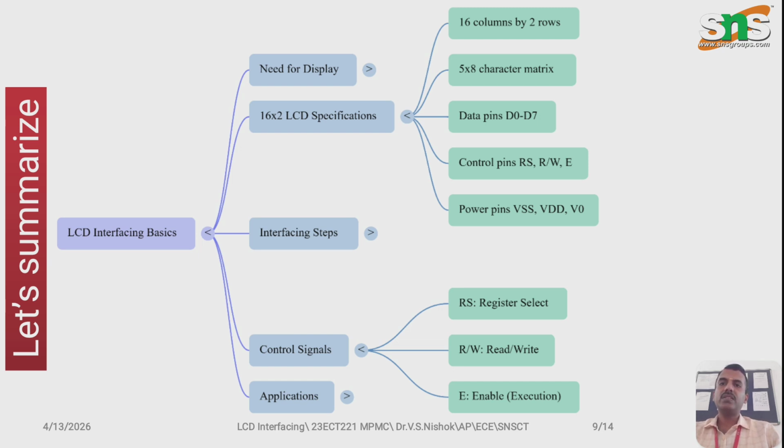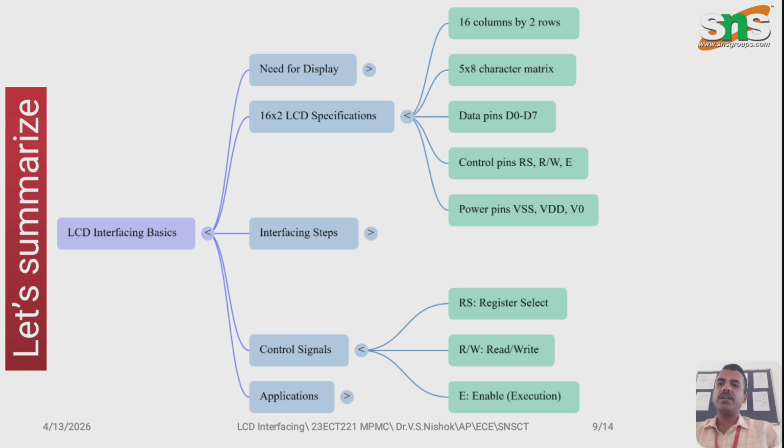The data pins are D0 to D7, as we already discussed earlier, and the control pins are RS, RW and E, enable. The power pins are VSS, VDD and V0. These are the essential pins that we need for the LCD display. The V0 represents the pin that is used for adjusting the brightness in the LCD display.